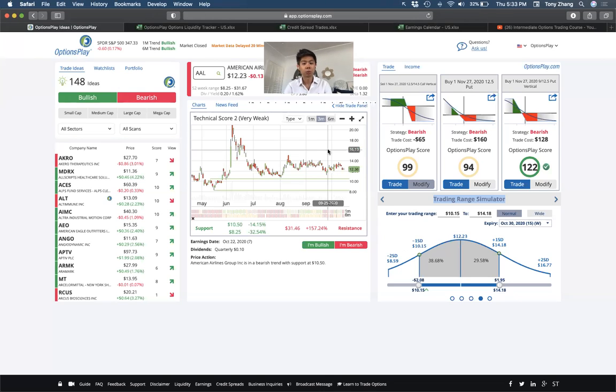Can the diagonal be placed well ahead of the earnings date? You can, but I don't recommend it. You generally want to enter it no more than about a week and a half before the earnings announcement. Otherwise, you're just paying for time premium that you don't need to be paying for.